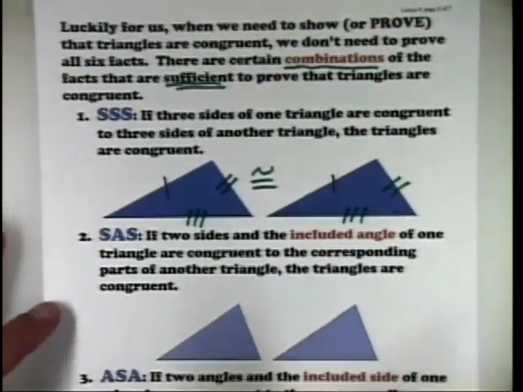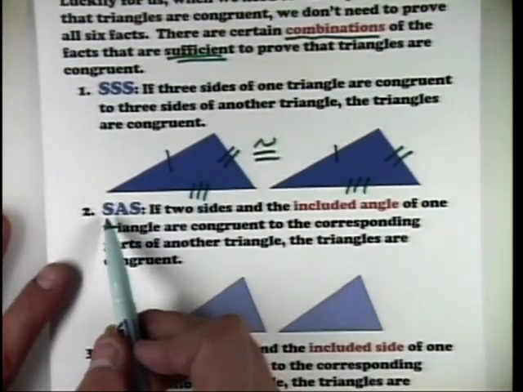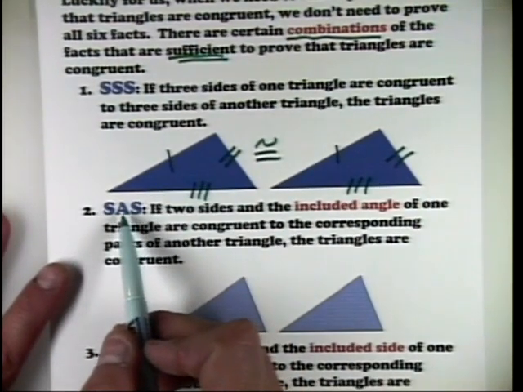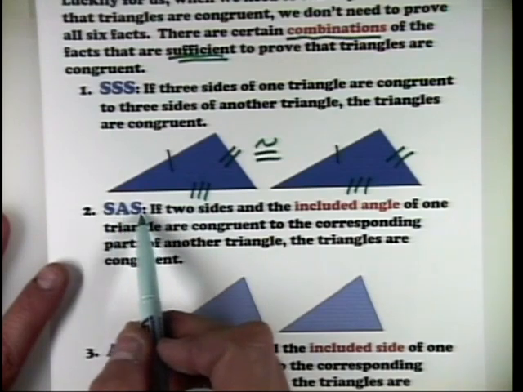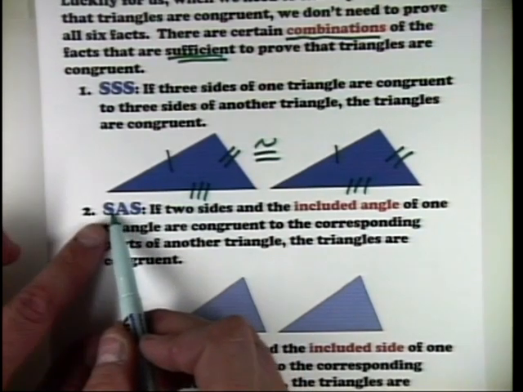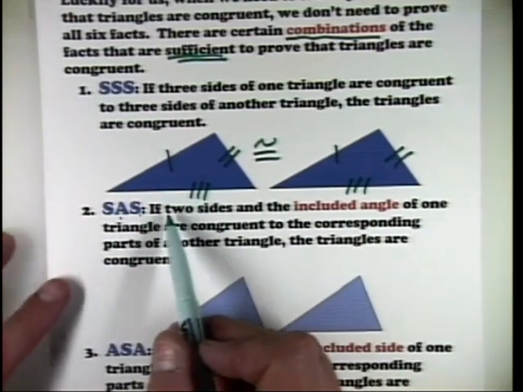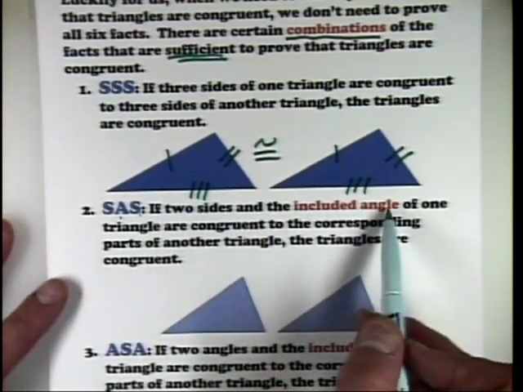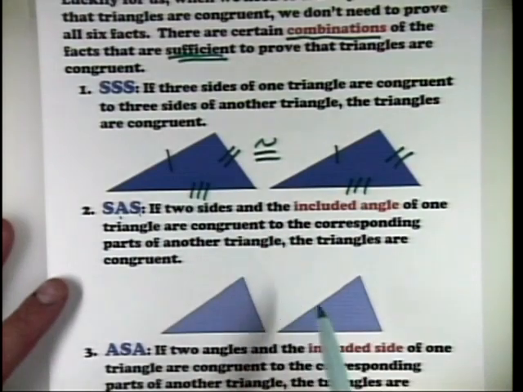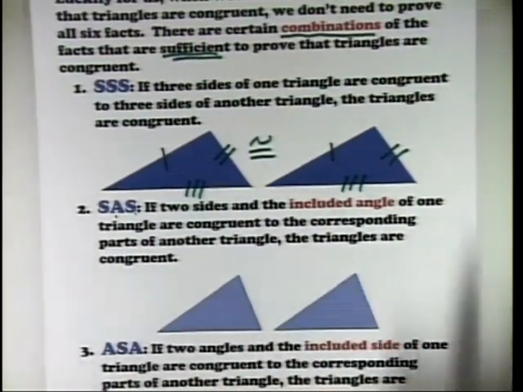The next combination is knowing 3 pieces, a side, an angle, and a side, and that in between is important. It's the SAS, side-angle-side, which means it's the included angle. So here we go. If 2 sides and the included angle of one triangle are congruent to the corresponding parts of another triangle, the triangles are congruent.